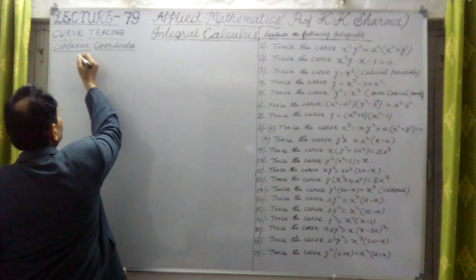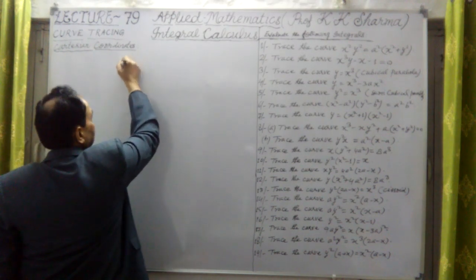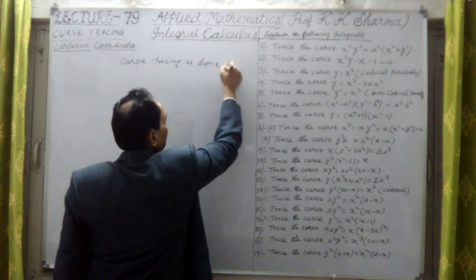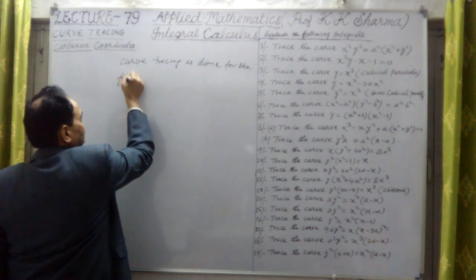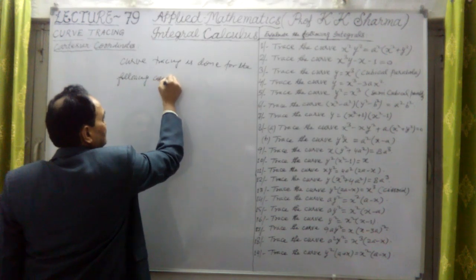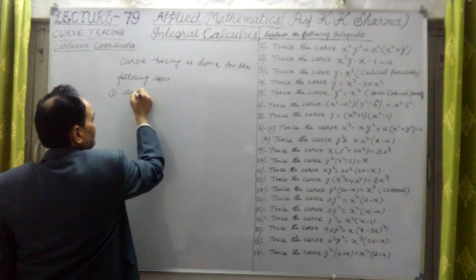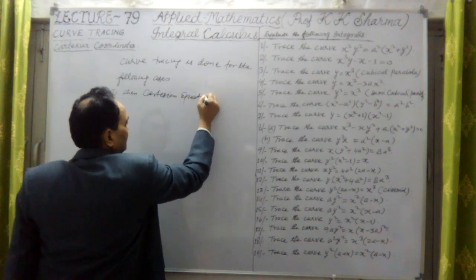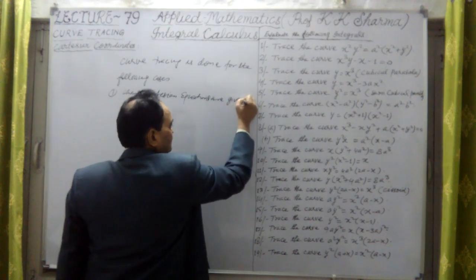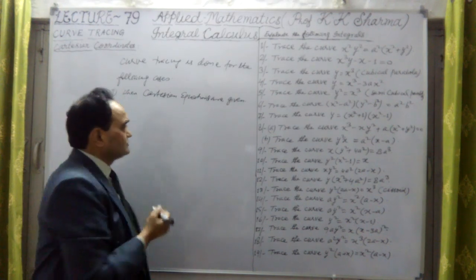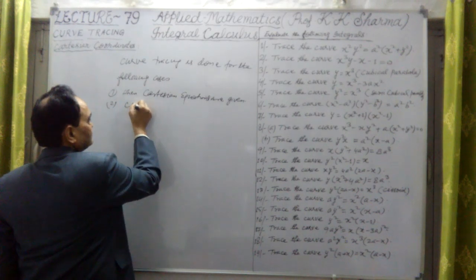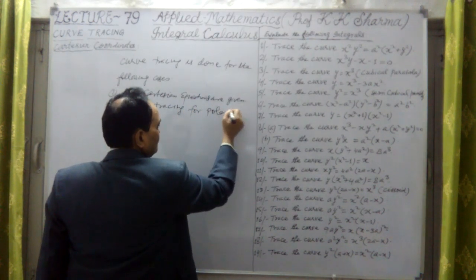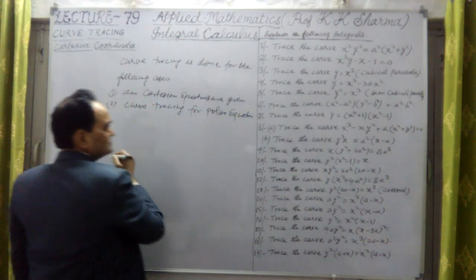What is curve tracing? Now today I'm taking Cartesian coordinates, but curve tracing is done for the following cases. Number one, when Cartesian equations are given, for that we can trace a curve. So what is curve tracing in case of Cartesian coordinates? Second can be curve tracing for polar equations. We will discuss them one by one, but first I am taking Cartesian equations.